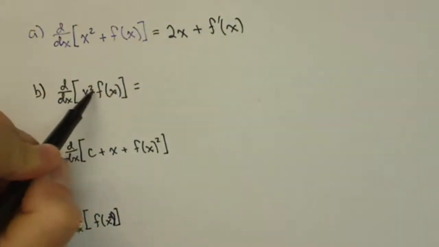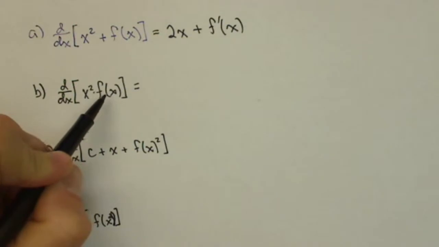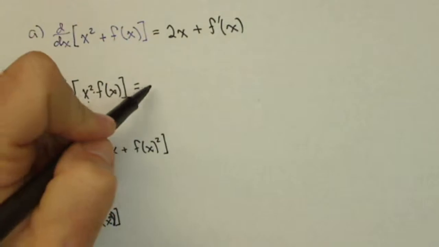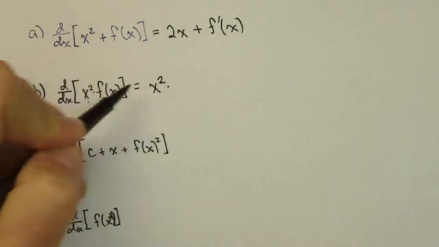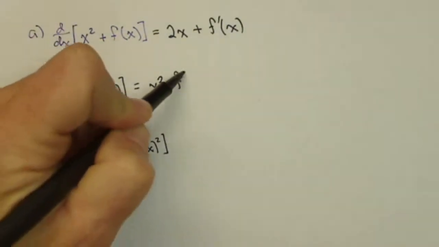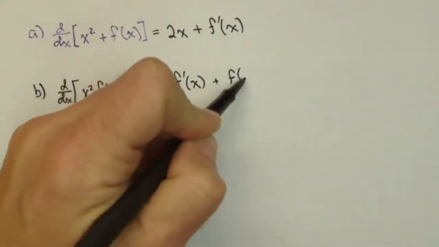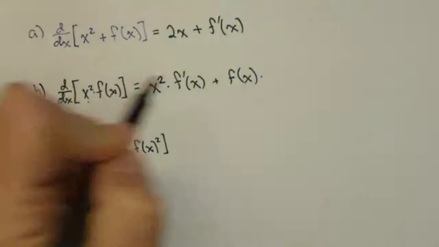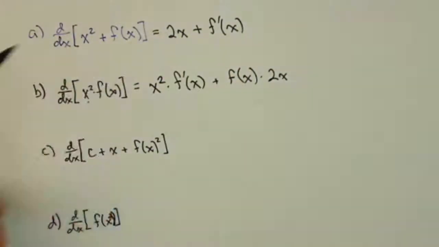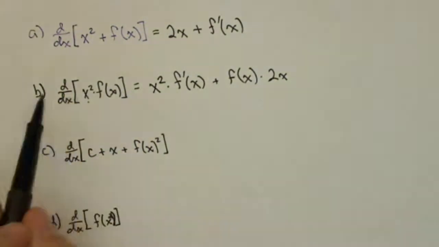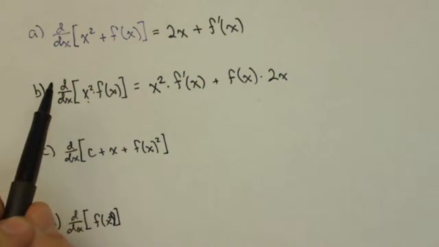Right here we have a product between x squared and our unknown function f of x. So this is going to be a product rule. So I'm going to hold the first part constant, x squared, times the derivative of the second, which is f prime of x, plus, now I'm going to hold f of x constant times the derivative of x squared, which is 2x. Again, we don't know what f of x is, but if we did, we could plug in its derivative and we'd have the derivative of this product.